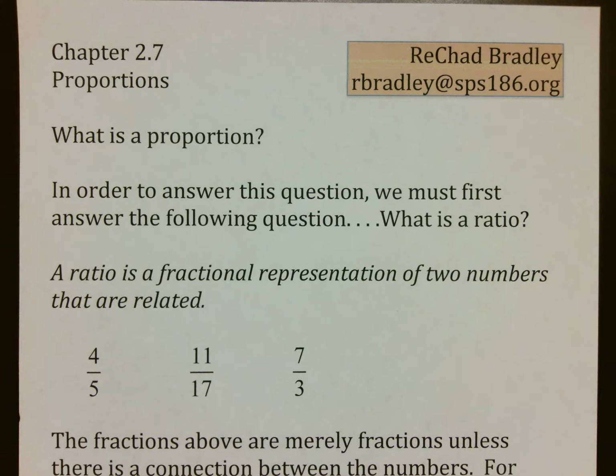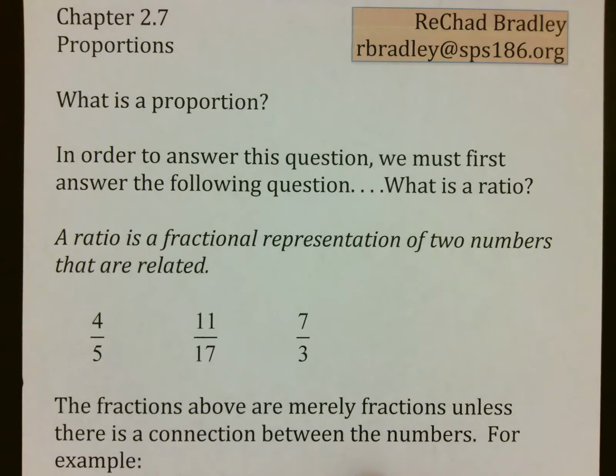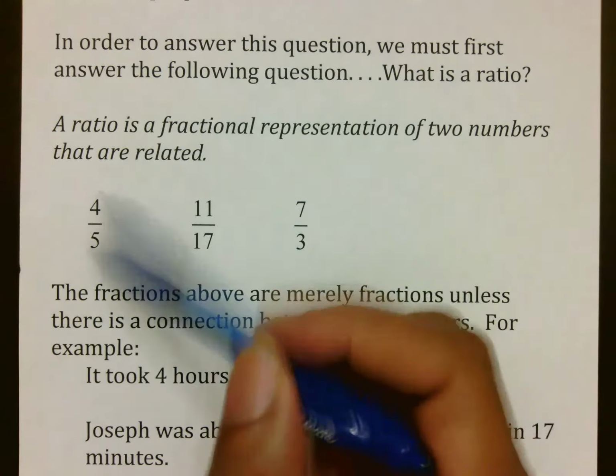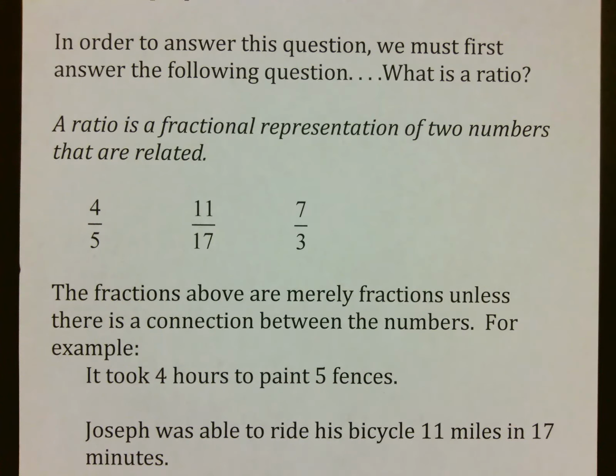What is a proportion? Well, in order to answer that question, you first must answer the question of what is a ratio, and a ratio is a fractional representation of two numbers. In other words, you could think of a ratio as just a fraction. So we have 4 over 5, 11 over 17, 7 over 3. Those are fractions. Once it's based off of a relation, then it becomes a ratio. So again, it's just a fancy word for fractions.